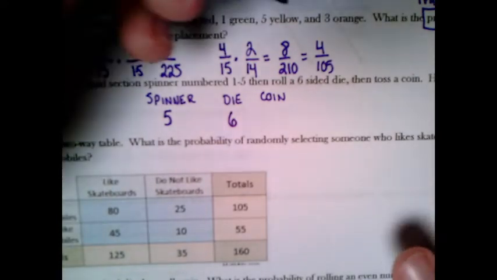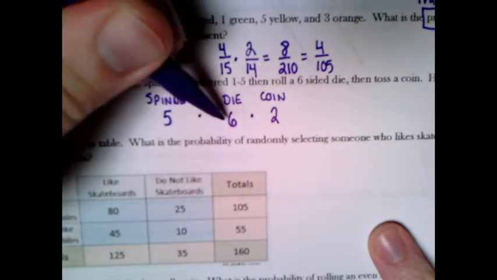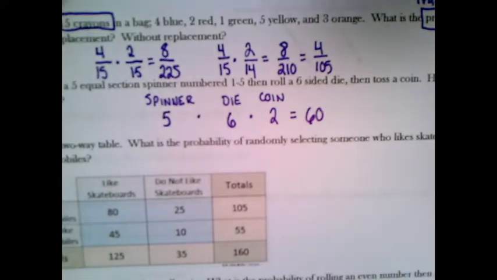And then a coin, there's heads or tails. 2. We're going to multiply those. 5 times 6 times 2 is 60. So there's 60 total outcomes.